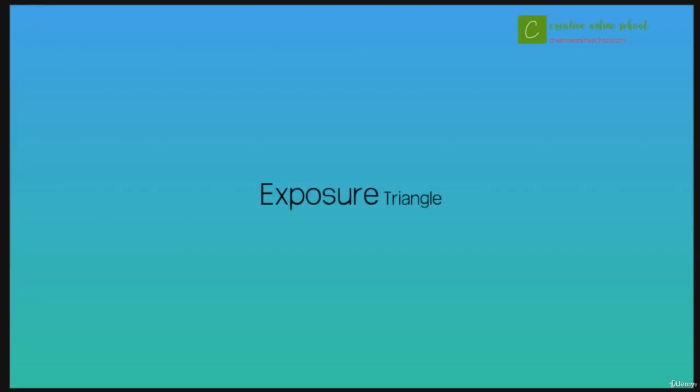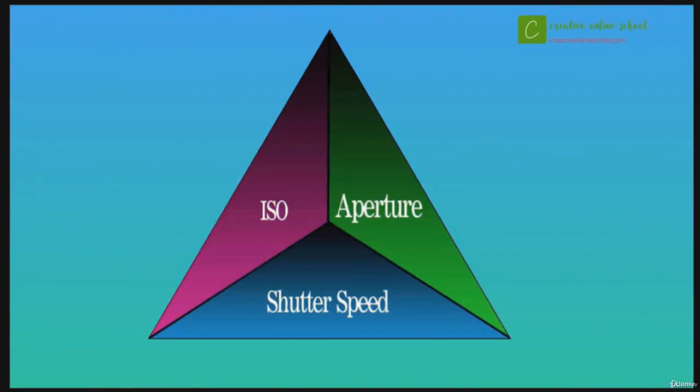The exposure triangle. The exposure triangle is a visual representation of the relationship between ISO, aperture, and shutter speed. These are the three main components of exposure. This course is going to explain in detail what each one of these components do individually so you can better understand how to make them work all together.